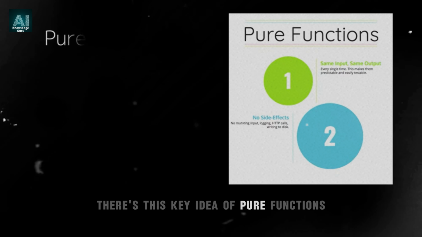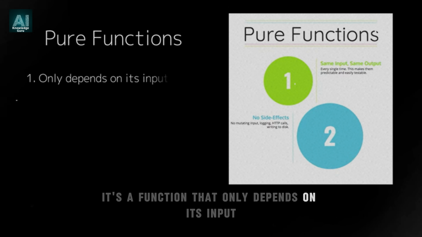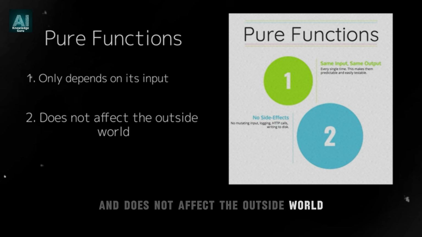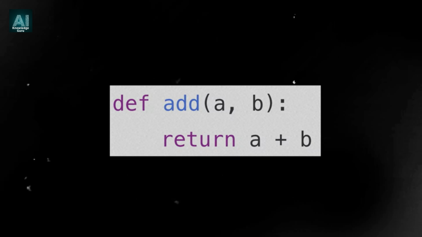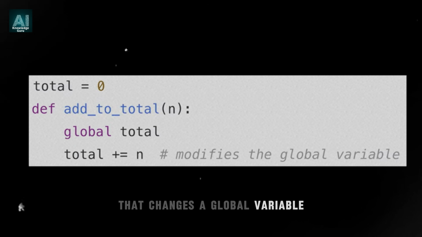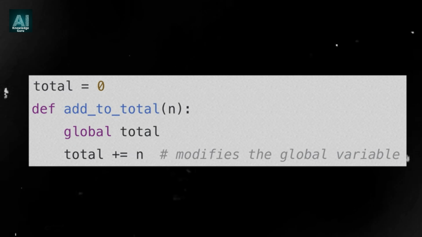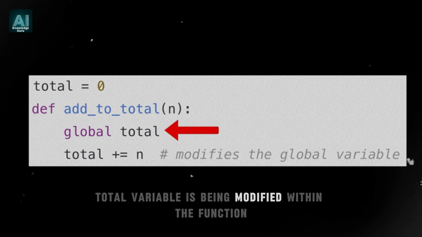There's this key idea of pure functions. It's a function that only depends on its input and does not affect the outside world. Here's an example of a pure function. Contrast this with a function that changes a global variable and is thus not a pure function. Notice that the global total variable is being modified within the function.